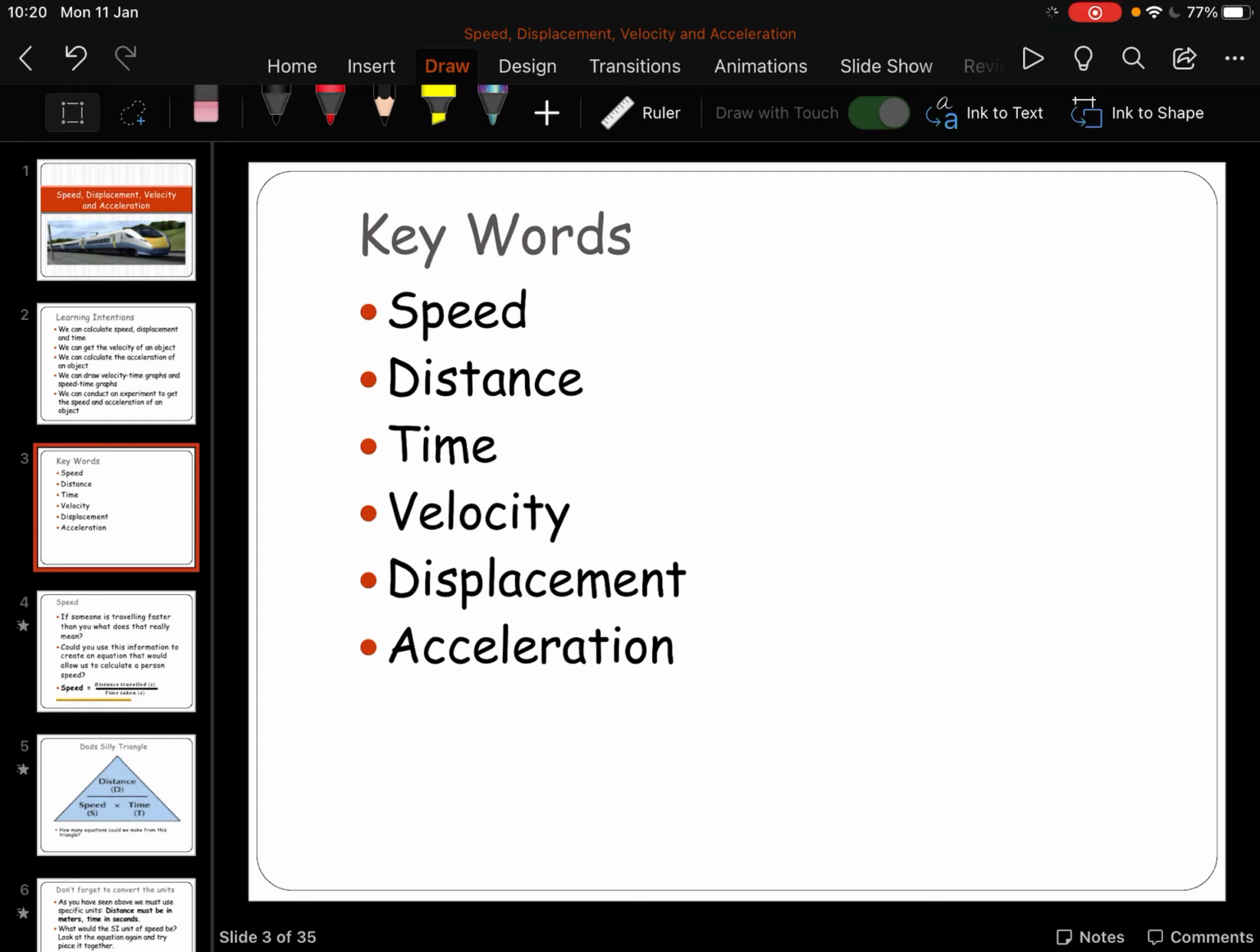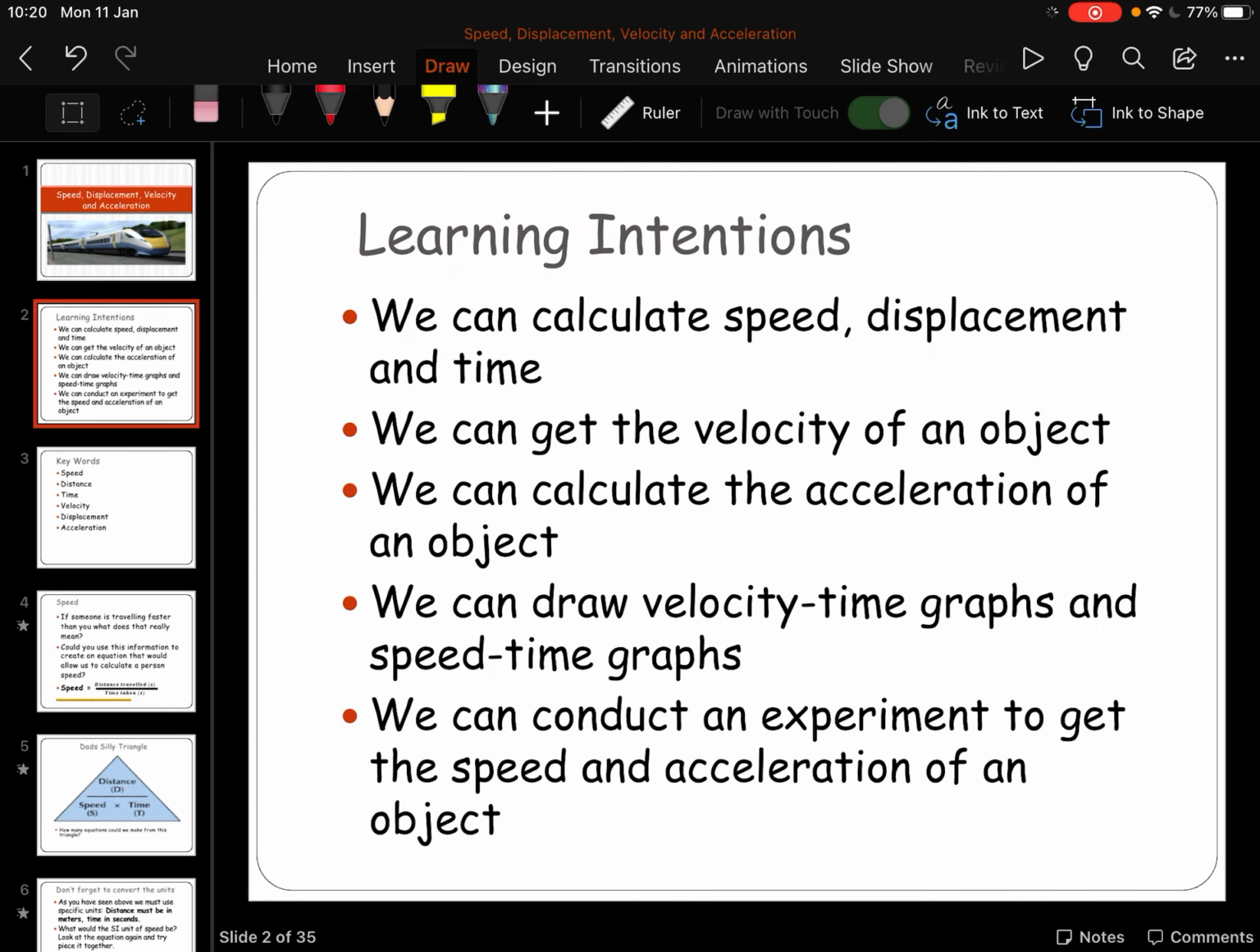Okay, so take down, pause the video again. Your first subheading was learning intentions. The next subheading is keywords. Okay, and take down the keywords. And again, when you're revising this topic, you will go to learning intentions.